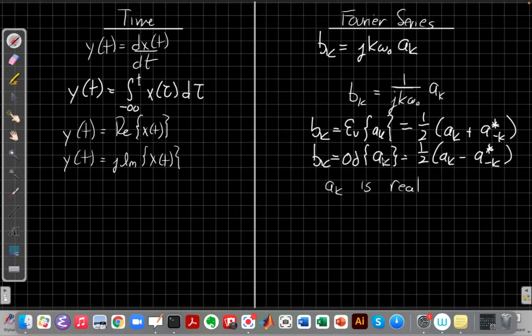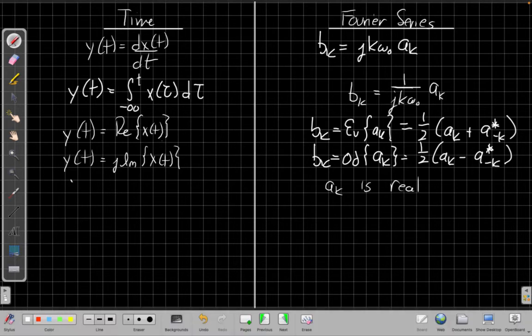So for the odd part of a sub k, I take a sub k, I flip it in k and take the conjugate and subtract the two from each other. And so between the even and the odd parts, I've got both parts of the signal, the real and imaginary. This does lead to some other properties we could say. For example, if a of k is real, if I have a real Fourier series, that tells me x of t is conjugate even, which means if I flip it in time and take the conjugate, I get the same thing.